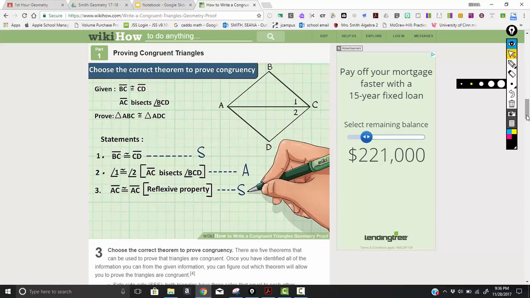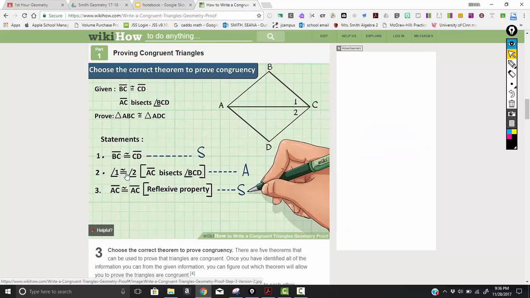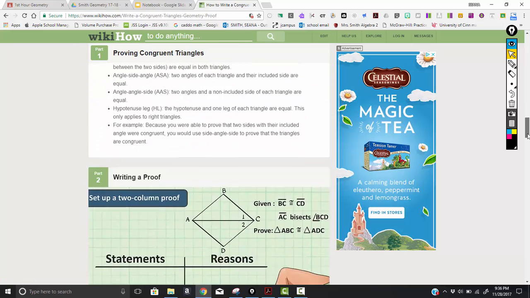The number 3 is choose the correct theorems to prove the congruency. So SAS is side, angle, side. Notice you got a side here, you have an angle here, and you have a side. So just following through the plan.